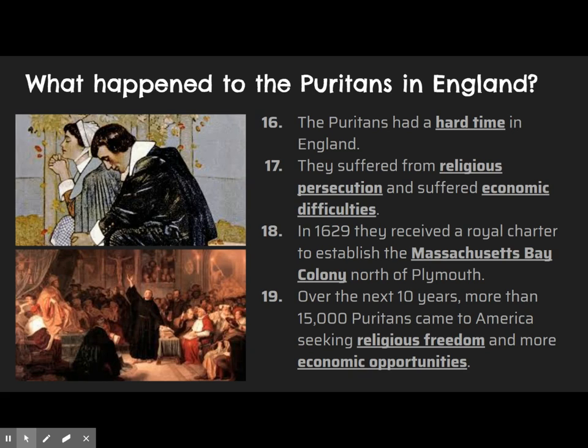And so in 1629, they come over on this royal charter and they start the Massachusetts Bay Colony. It's just north of Plymouth. And so over the next 10 years, more than 15,000 Puritans come to this area. So they're trying to find religious freedom and they're trying to find economic opportunities, which are a lot of the same things that the Pilgrims were looking for as well.